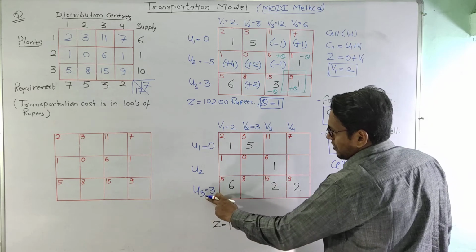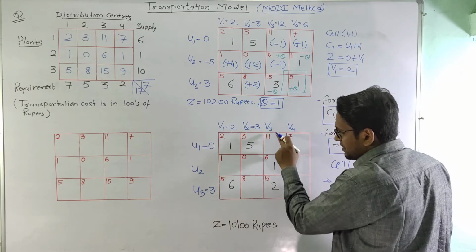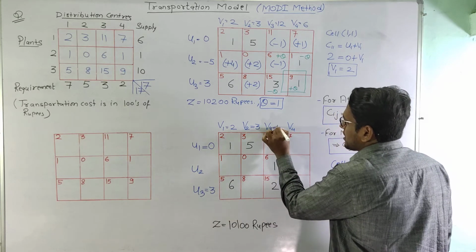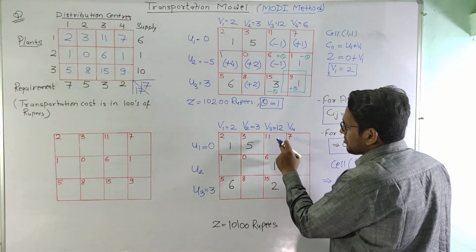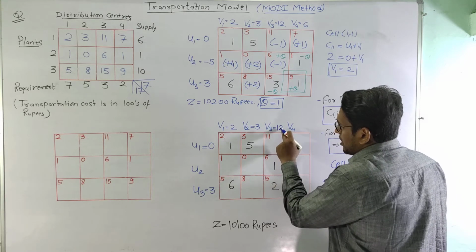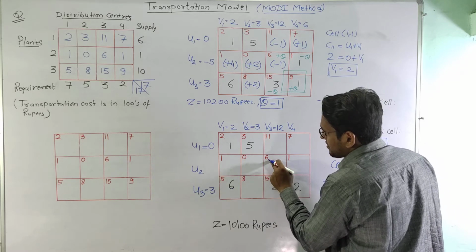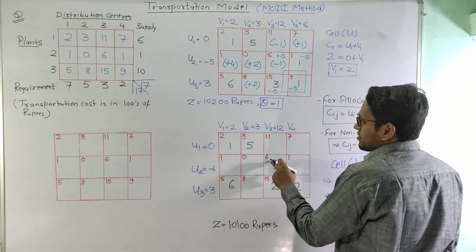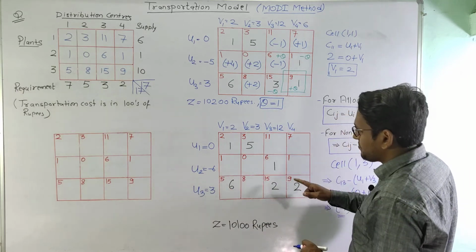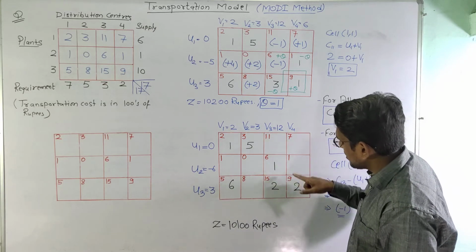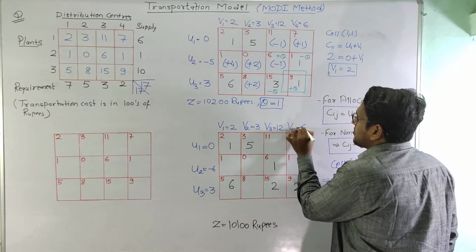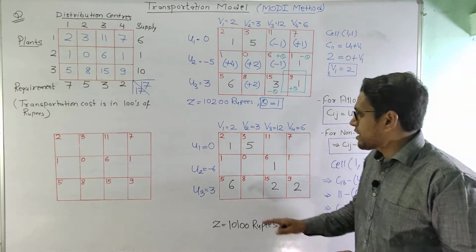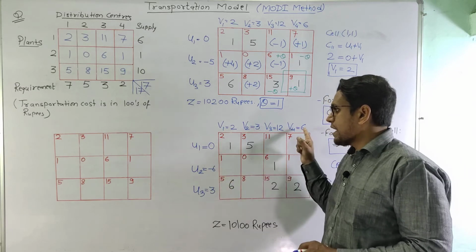Similarly, once we have calculated u3, we can calculate v3. 3 plus what is equal to 15? So we know that 3 plus 12 is equal to 15. Similarly, when we have 12 plus what is equal to 6, 6 minus 12 is minus 6, so this will become minus 6. And this is 3 plus what is equal to 9? Then we know that 3 plus 6 is equal to 9. So now with the help of these allocated cells, we have calculated all the values of v's and u's.